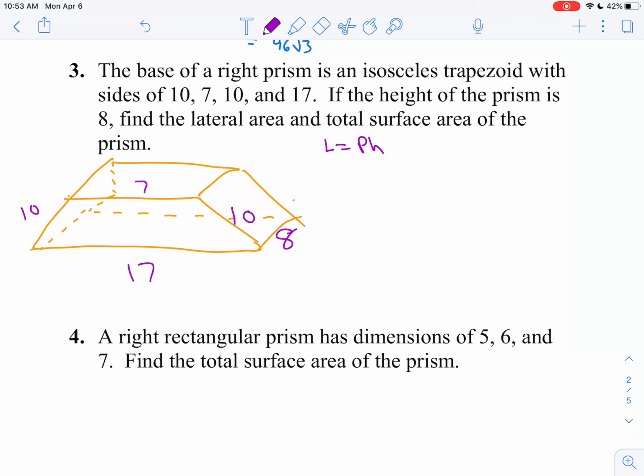L equals PH. So the perimeter is the 7 plus 10 plus 17 plus 10, which should be 44. Then the height is the 8. Need a calculator for that.